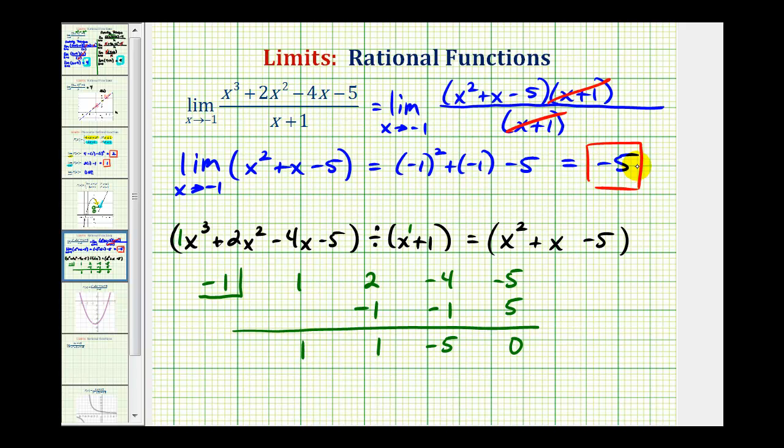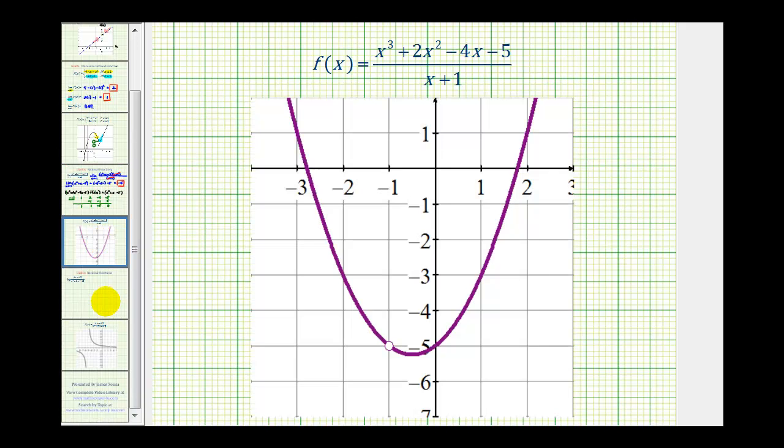Let's also verify this graphically. So if we graph the original function, we would just have the parabola y equals x squared plus x minus 5 with a hole at x equals -1 because of this common factor. So here's the graph of our function. Notice as we approach x equals -1, which is here, from both the left side and the right side, we are approaching a function value of -5.